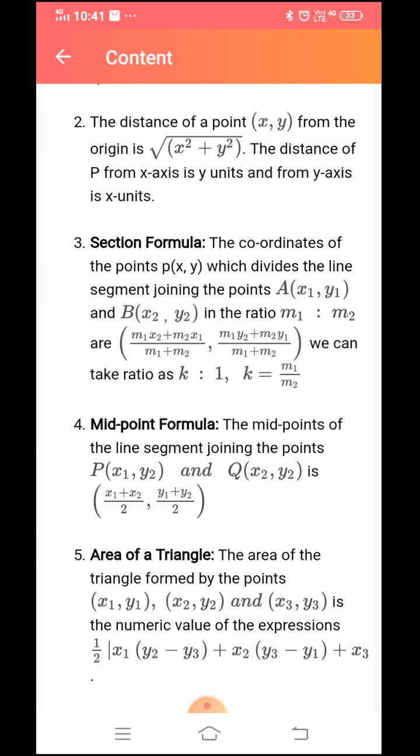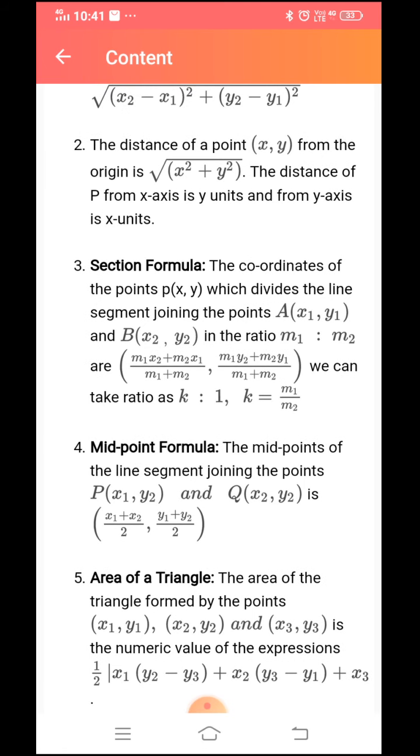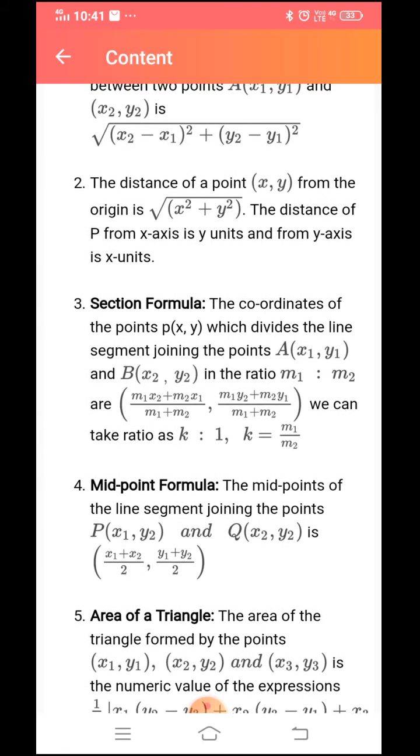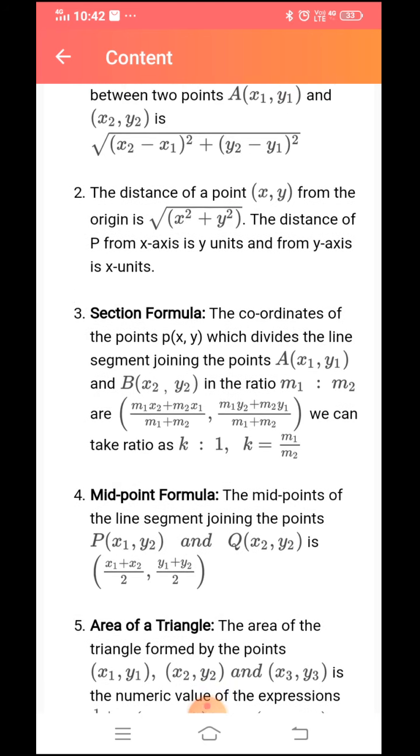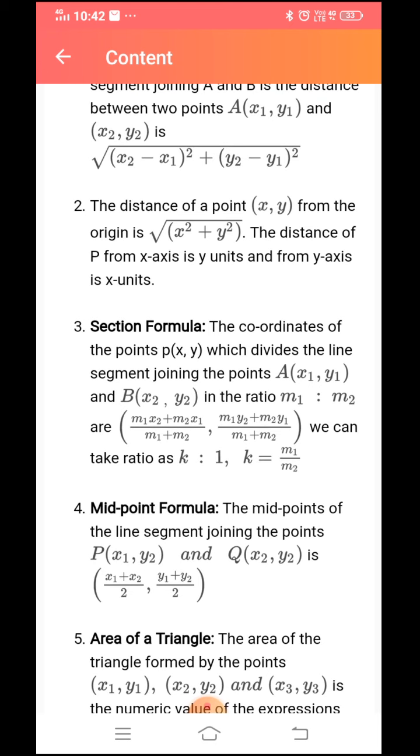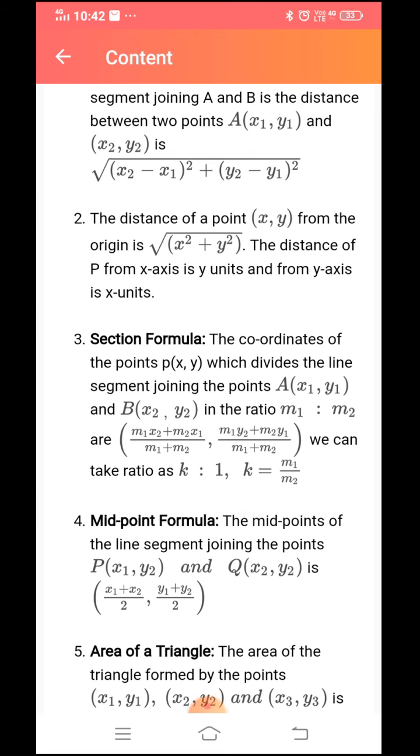Generally the section formula means, in this third point they have given, that is called the section formula: (m1x2 plus m2x1) by (m1 plus m2), (m1y2 plus m2y1) by (m1 plus m2). Okay children, are you clear? Both the distance and section formula I will derive. Derivations are there for distance and section formula. After I complete the sums, let me derive both formulas at last.